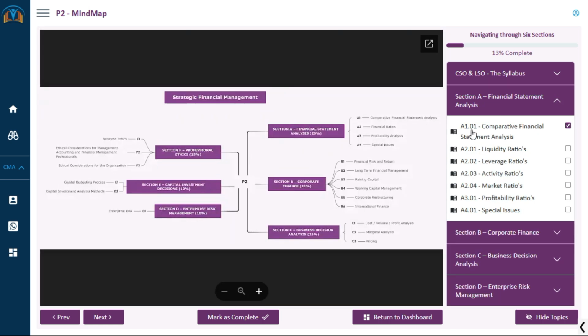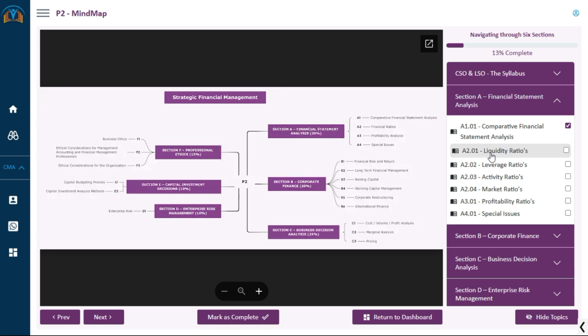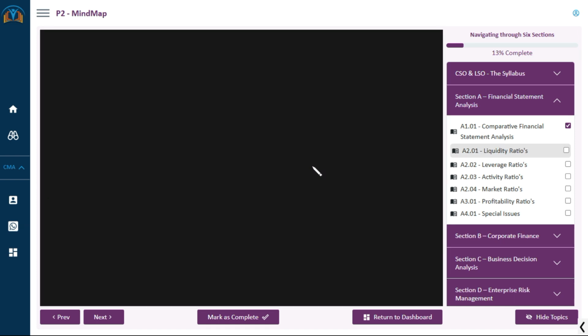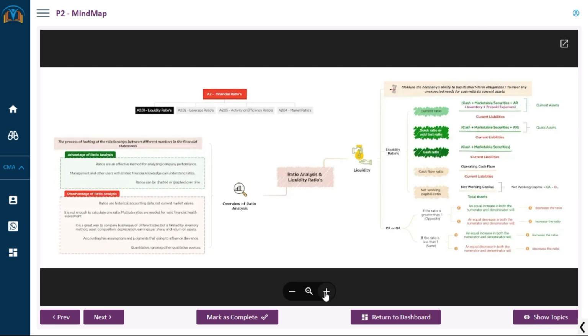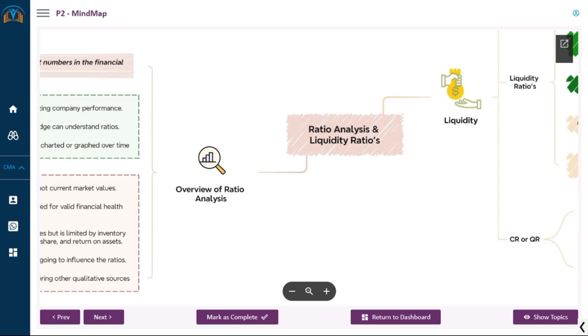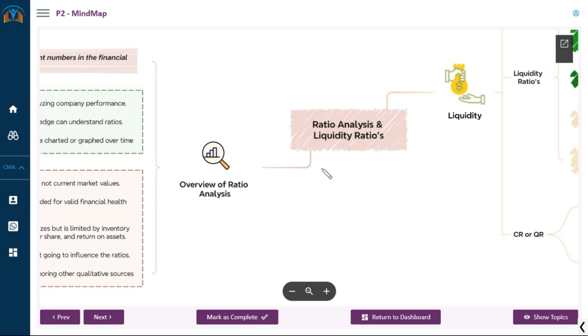So we have completed comparative financial statement analysis. Now let us start with the liquidity ratios. Liquidity ratios, we have two topics. One is liquidity ratios and one is the ratio analysis. What is ratio analysis?